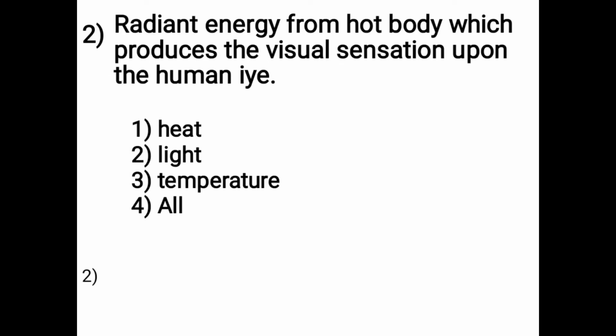Then second is radiant energy from a hot body which produces the visual sensation upon the human eye. Heat, light, temperature, all. So the answer is light. Light is defined as radiant energy from a hot body which produces the visual sensation upon the human eye. So our answer is 2, light.